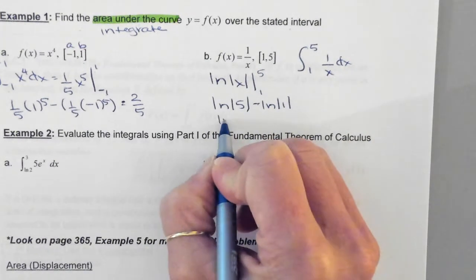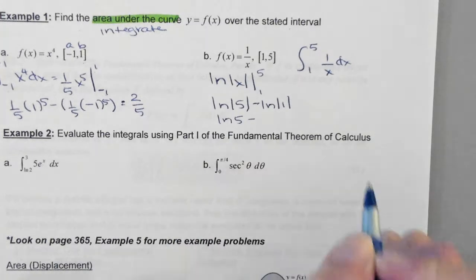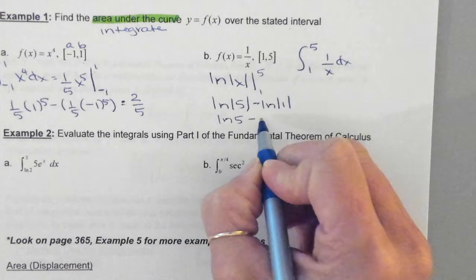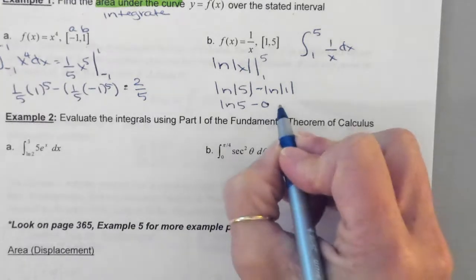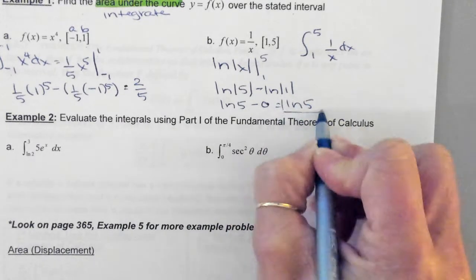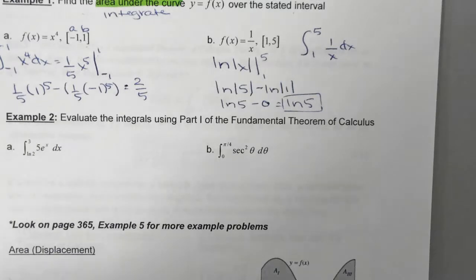The absolute value of 5 is just 5. What's the natural log of 1? 0. Okay, so if this was a non-calculator question, this is about as far as you could go. The answer is the natural log of 5. You're done. How do you know it's non-calculator?